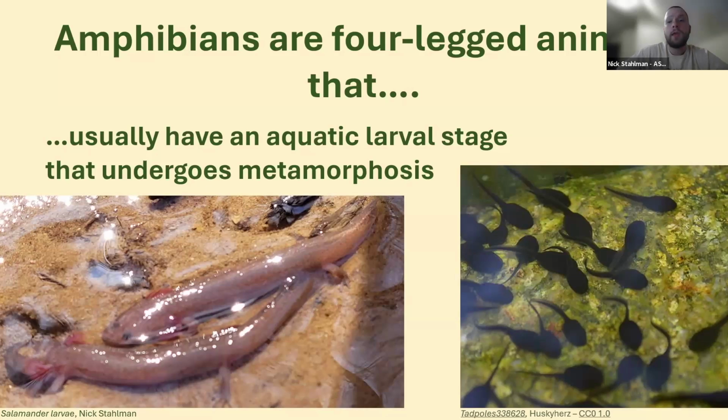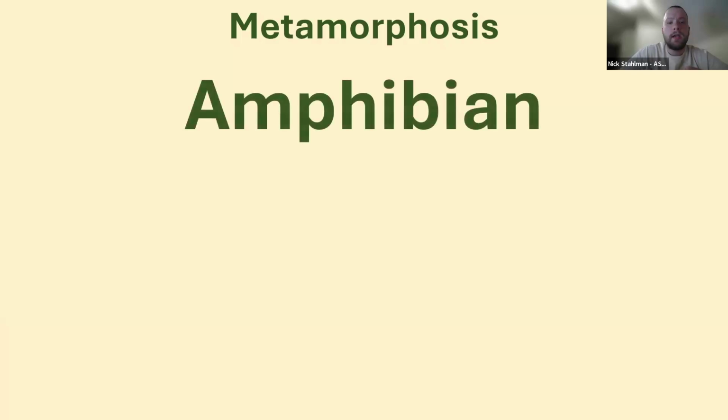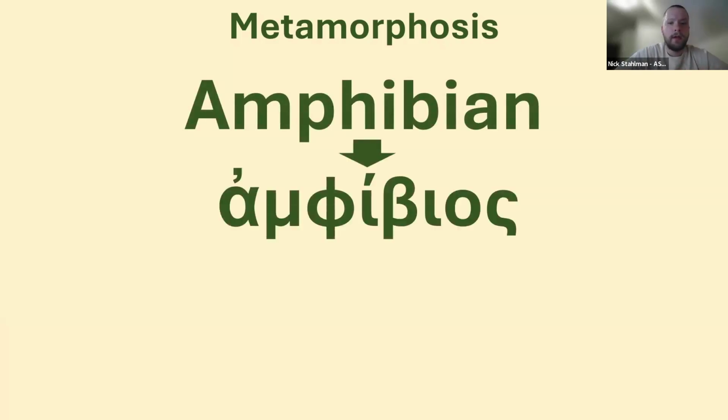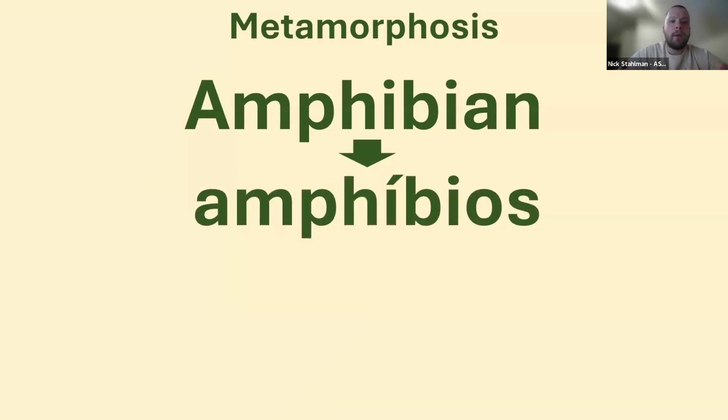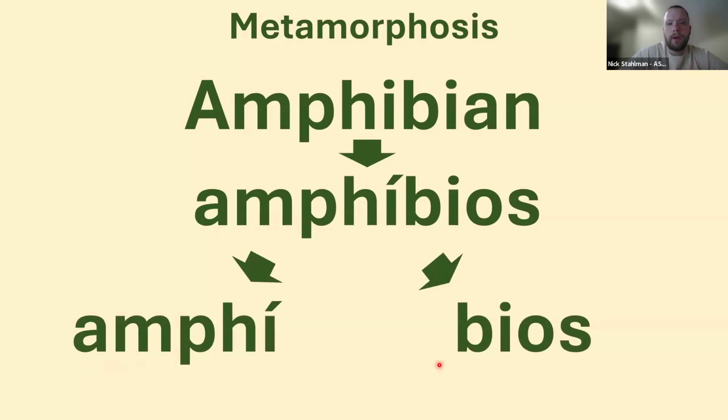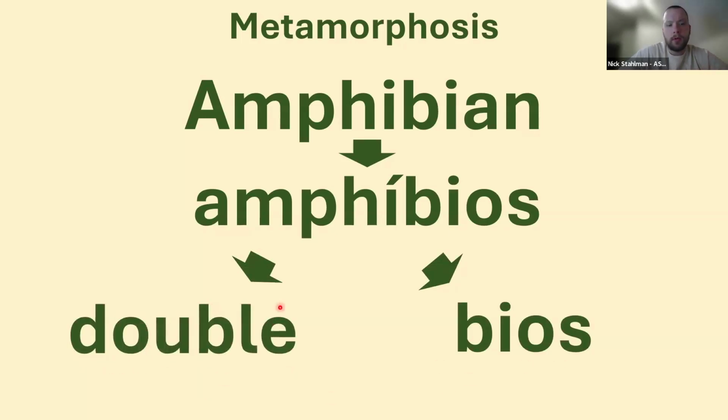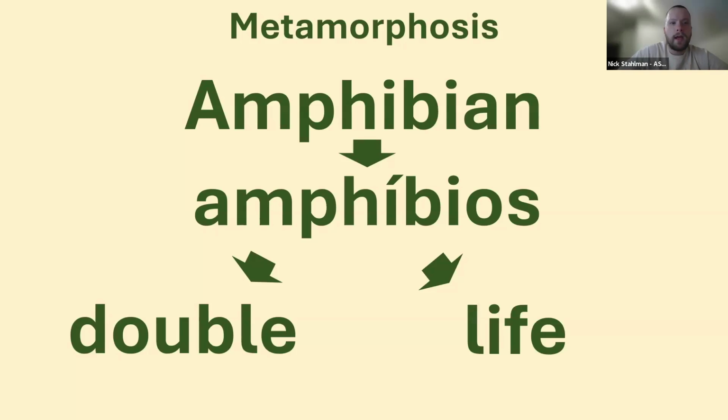So now back to this. They have an aquatic larval stage, a larval stage being the beginning stage, then the juvenile stage, and at some point they undergo metamorphosis. Metamorphosis is interesting because this is where the name amphibian comes from. It comes from a Greek word, amphibios. If we split this apart, we have amphi and bios, which means double life. So amphibians live a double life, one life in water and one life on land.